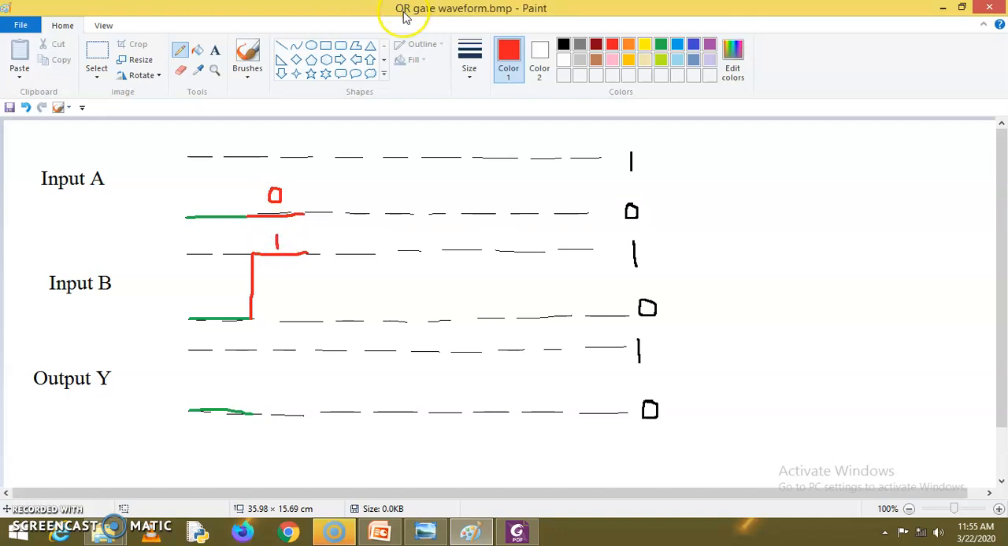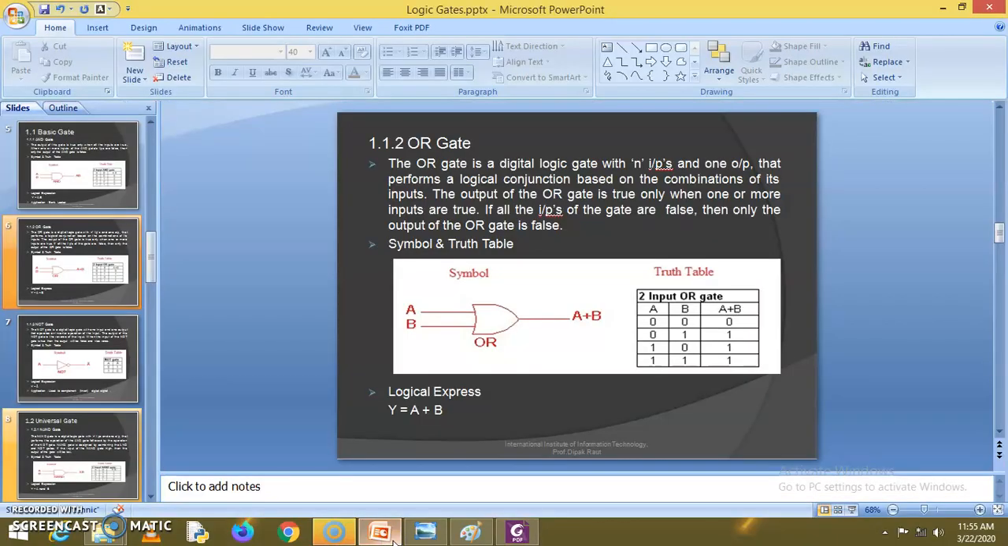So this is the OR gate operation. 0 plus 1 is nothing but output is 1. So here it will make the transition in output. It will remain in a 1. And for the first input combination, input A is 0, input B is 0, and output is also 0. So this is the second possible input combination.